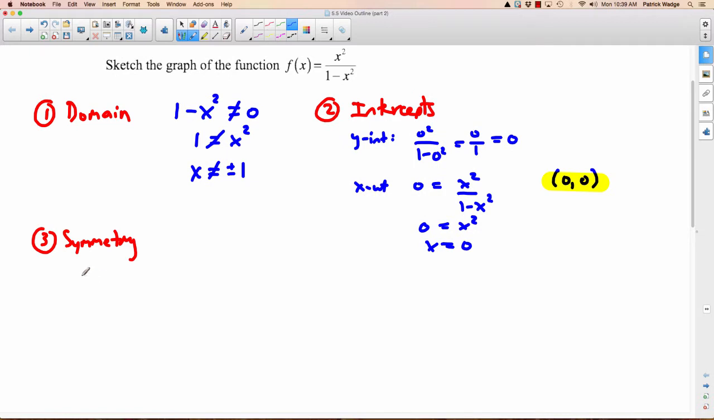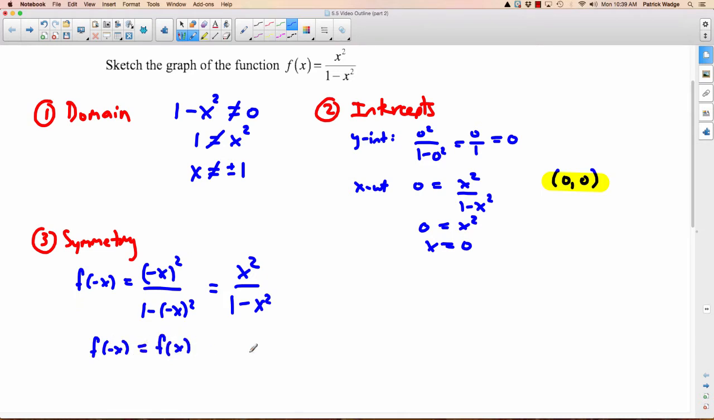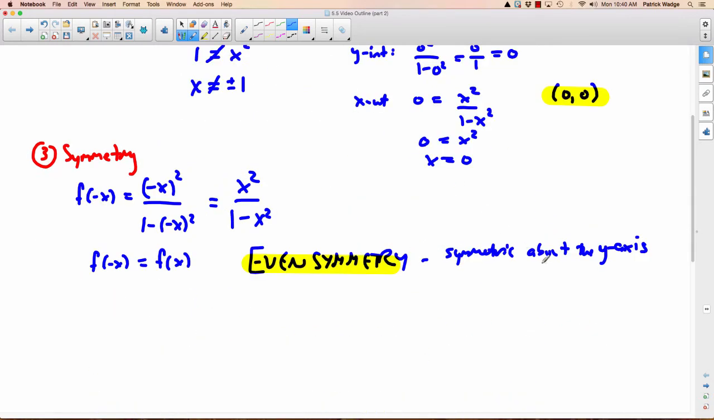Step 3 is symmetry. We're going to put in f of negative x and see what we get. You get negative x squared all over 1 minus negative x squared. Negative x squared, well, that's 2 negatives, so it's positive, it's just x squared. Then 1 minus negative x squared, again you just get x squared. Compare that to the original, it's exactly the same. In other words, f of negative x is equal to f of x, which means it is even symmetry. Remember what even symmetry means? It means symmetric about the y-axis. The y-axis is going to act like a mirror.